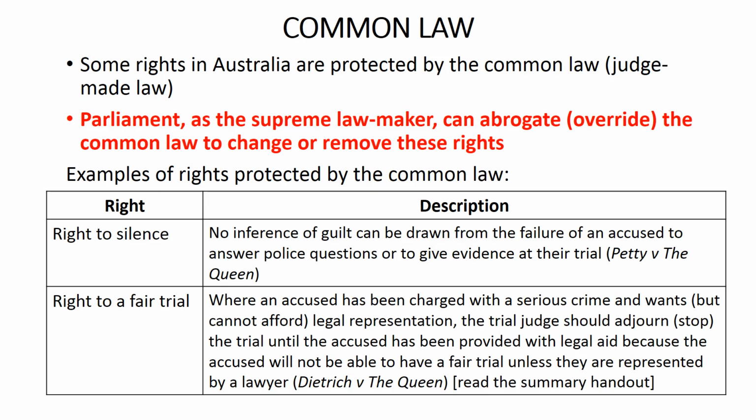I gave you a handout in class which summarised the case of Dietrich and the Queen. You'll remember that Dietrich, the accused, was charged with two offences. The first offence was the offence of importing drugs, and that related to some heroin in condoms that the police said Dietrich had swallowed and that he had brought into Australia from Thailand.